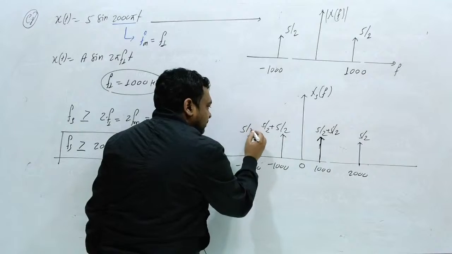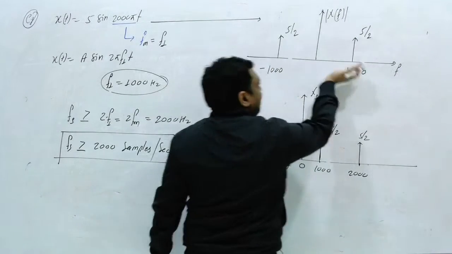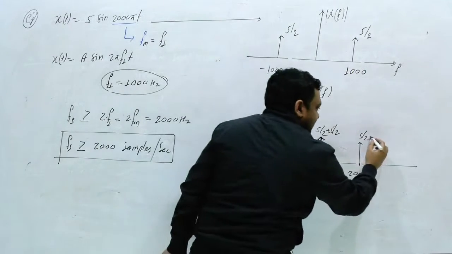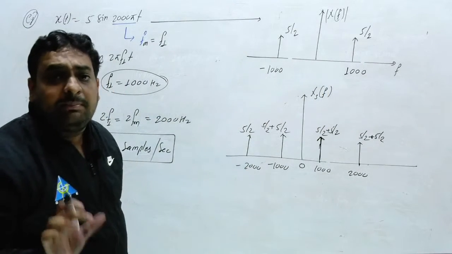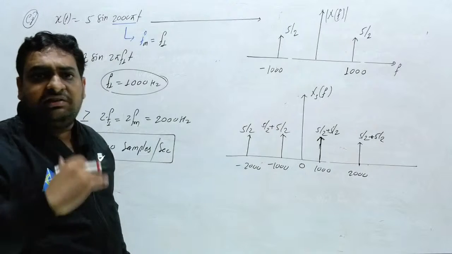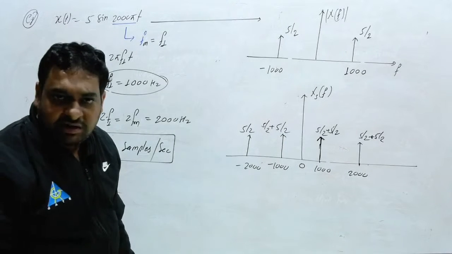You will get 5 by 2. Again this will be shifted, so again one more will be added here. So amplitude is not our concern. Our main concern is the signal. Amplitude we can easily change by amplifier and deamplifier.